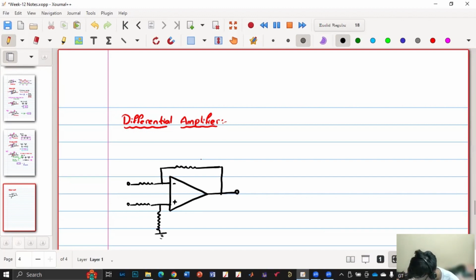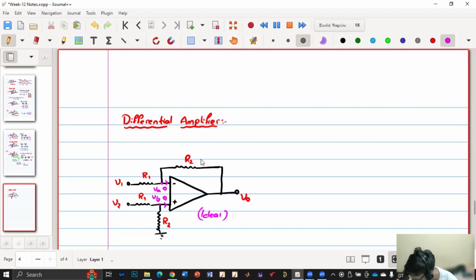So this is ground. Say this is V1, this is V2, this is R1, this is also R1, this is R2, this is also R2, and this is V0. Say this is an ideal op-amp again. Then we know that this current is 0, this current is also 0. And say this is my VA and this is my VB.